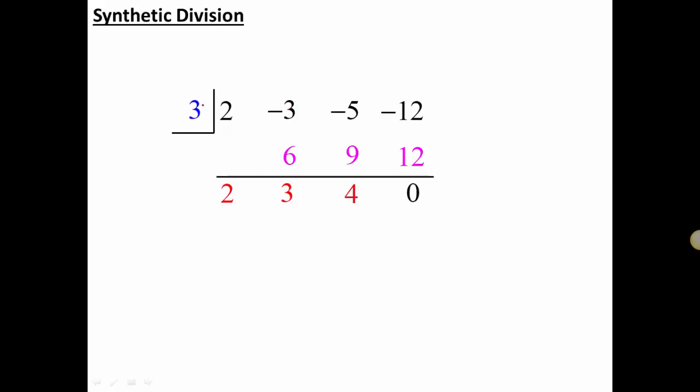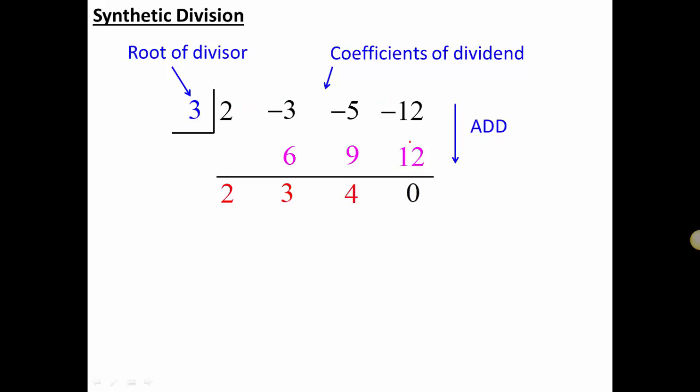So to recap, we start by putting the number outside. Now this number outside, that 3, remember it originally came from the divisor of x minus 3, which makes +3 the root of the divisor. Whatever you're dividing by, find the root of that number, put it on the outside. 2, -3, -5, and -12, those are the coefficients of the dividend, just the numbers on the inside. We're then always going to add vertically instead of subtracting. That's really the only major difference between the long division and the synthetic division algorithm. You add vertically instead of subtracting.